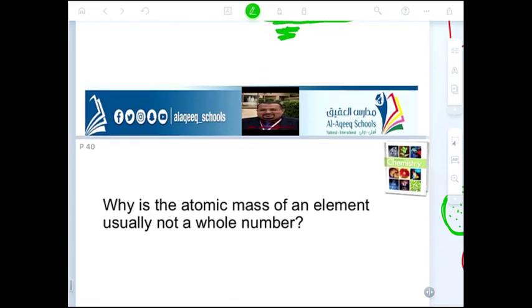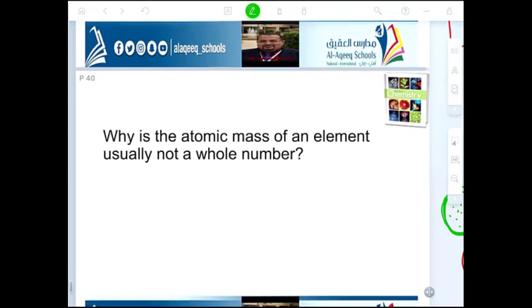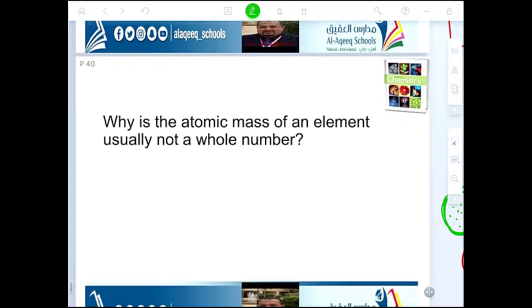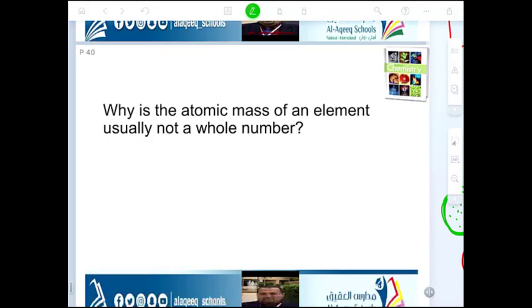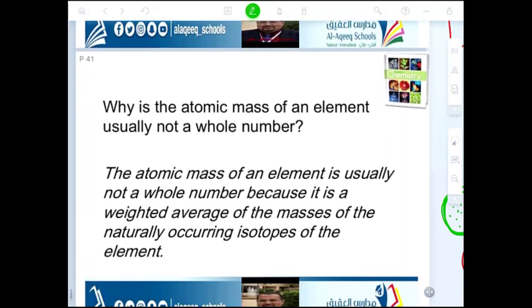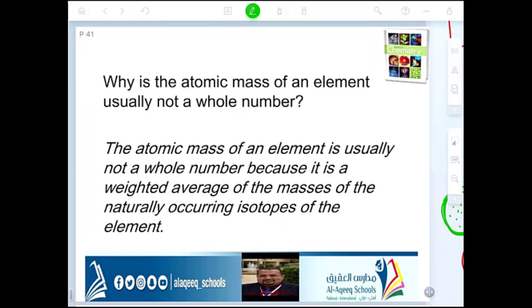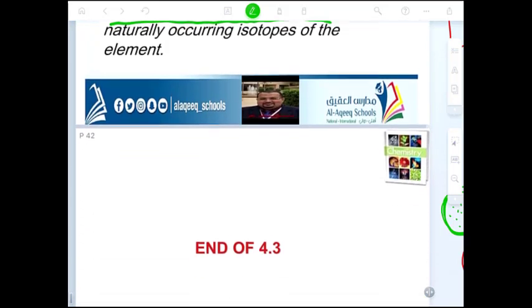You got that? Why is the atomic mass of an element usually not a whole number? Yes, it's not a whole number every time. It has decimals. Why? Because when we are calculating it, you are finding the weighted average of the masses. Weighted average, naturally occurring, so it must not be a whole number.